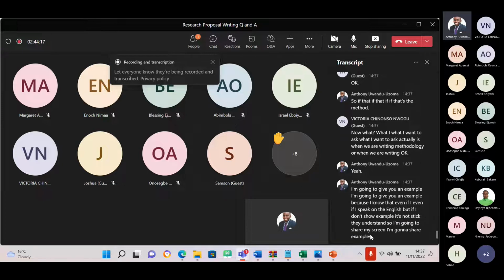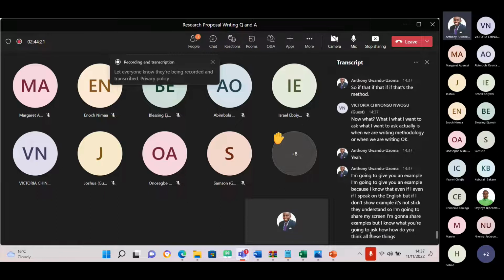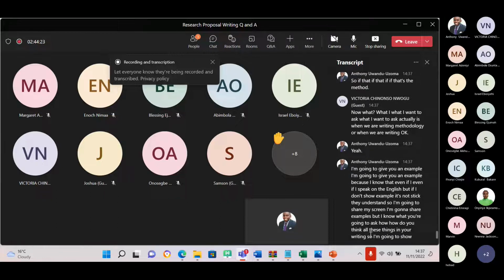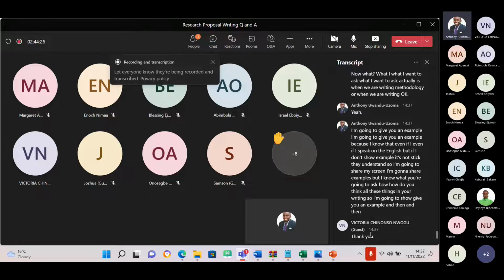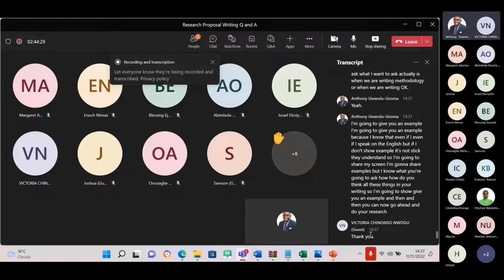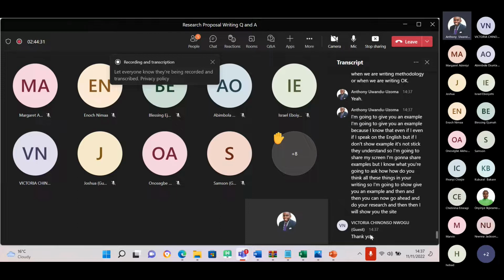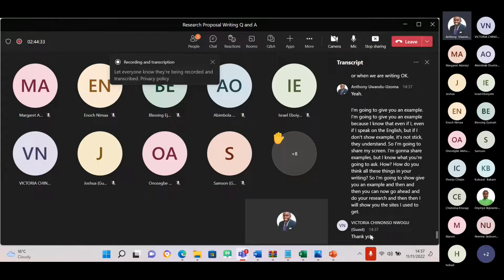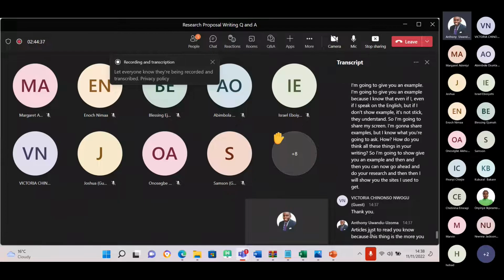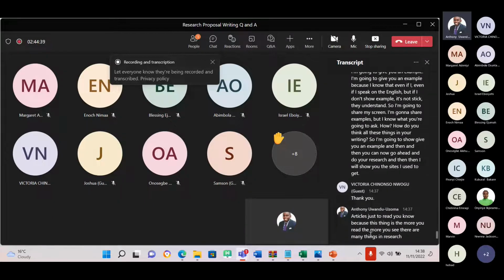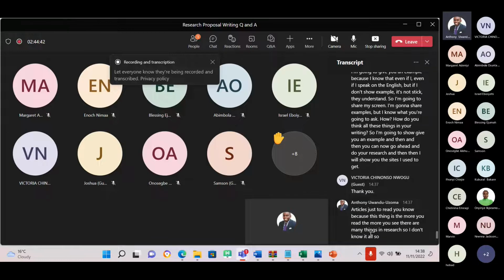But I know what you're going to ask: how do you do all these things in your writing? So I'm going to give you an example, and then you can go ahead and do your research. And then I'll show you the sites I used to get articles just to read, because the more you read, the more you see there are many things in research. So I don't know it all. I can only say to the extent I know.